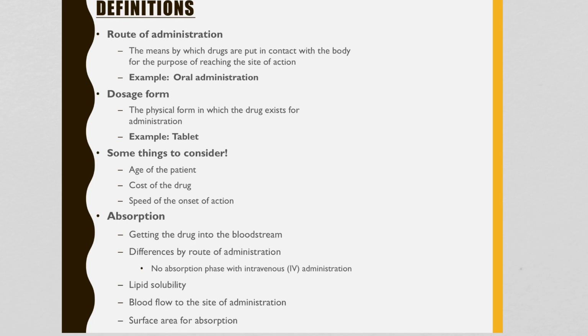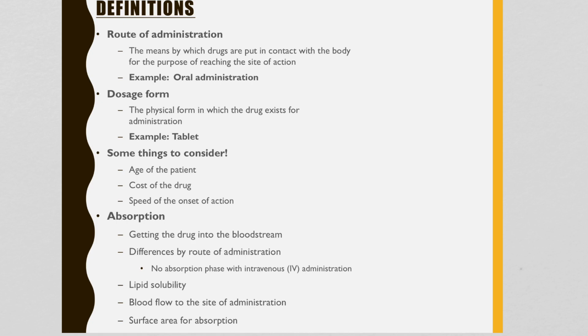Then we have our dosage form, right? So that's the physical form in which the drug actually exists. So that could be capsule, that could be syrup, that could be tablet, for example, right? So what is the form of the drug that the patient actually is going to orally administer to themselves?